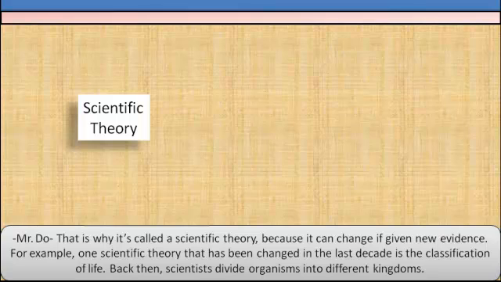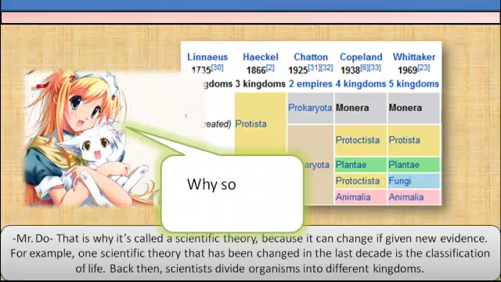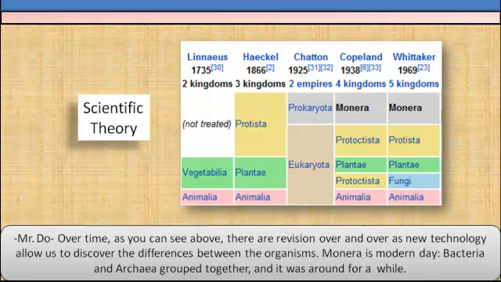For example, one scientific theory that has been changed in the last decade is the classification of life. Back then, scientists divided organisms into different kingdoms. Over time, as you can see above, there have been revisions over and over as new technology allows us to discover the differences between the organisms.